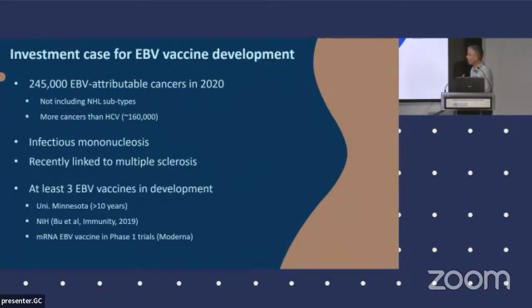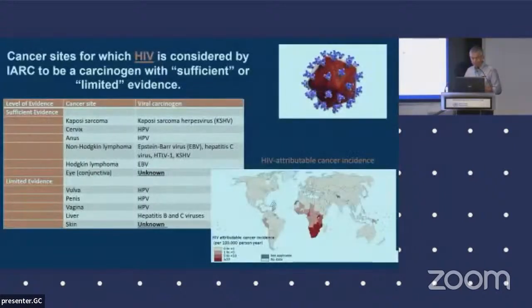And there are now at least three EBV vaccines in development, which has been given a boost partly by COVID, and also perhaps by this association with multiple sclerosis. One of these vaccines is an mRNA EBV vaccine in phase one trials by Moderna, a sort of COVID-type vaccine approach. So the toolkit for EBV cancer prevention is also expanding.